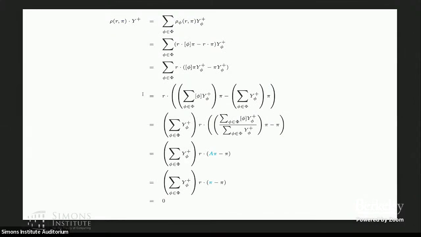Here's a proof. You can see here's a pi and here's pi, and it goes to 0. If you use the fixed point, you get 0, which means you're right on that hyperplane that you wanted to be on.